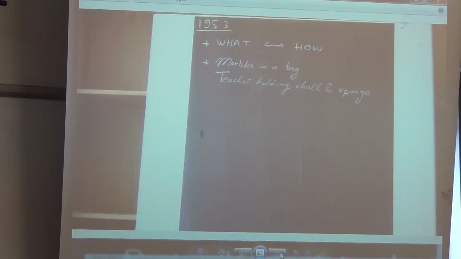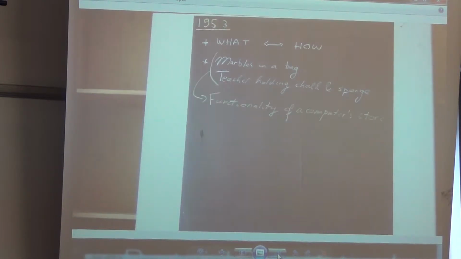He made analogies, marbles in a bag, a teacher holding chalk and a sponge. He used those analogies to describe the functionality of a computer store, because he was working with engineers, with physicists, his close friends also in Amsterdam, but he was making these analogies to then solve the programming problems that he and his group were facing.